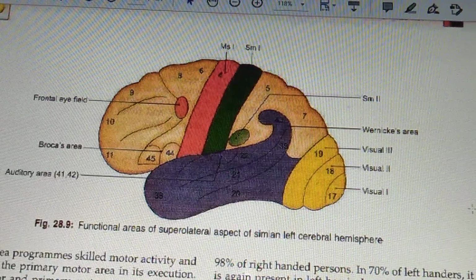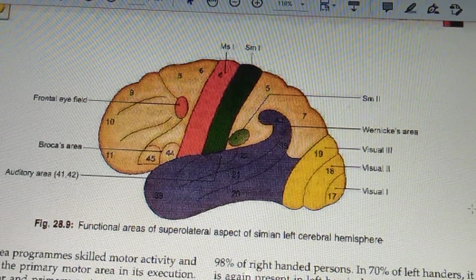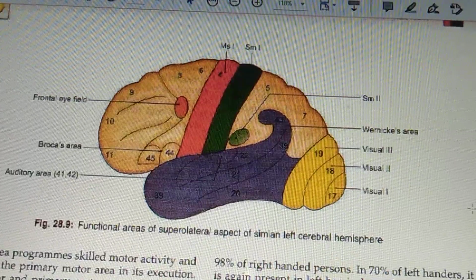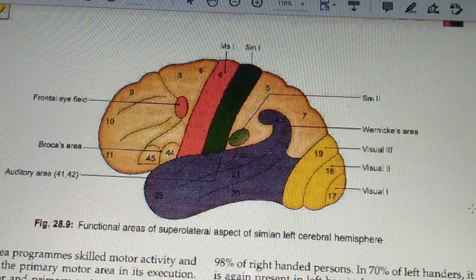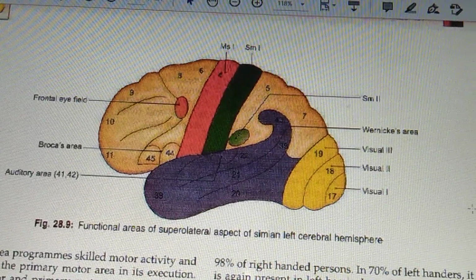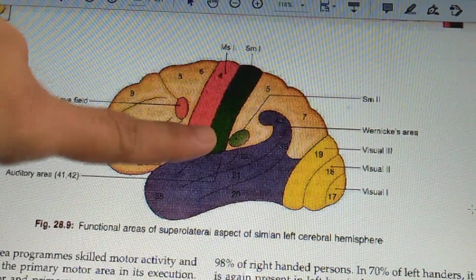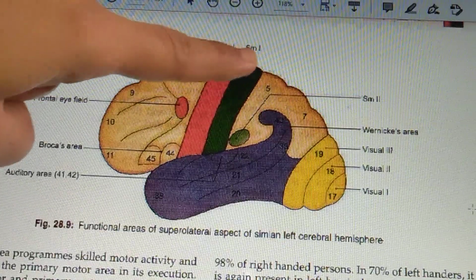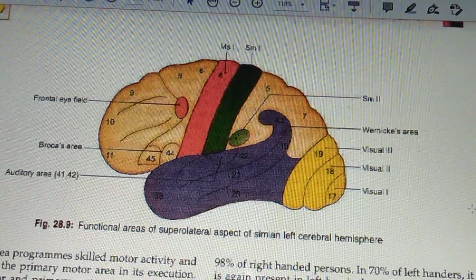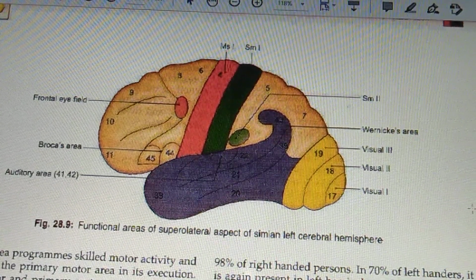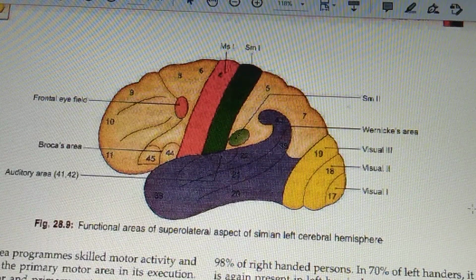Hello everyone. Today we are going to continue with the functional areas of the cerebral cortex, and in it today we are going to learn about the sensory areas. Now here in this diagram you can see SM1 is shown, the area 1, 2 and 3. Now in the sensory areas we are going to learn about 4 different areas.